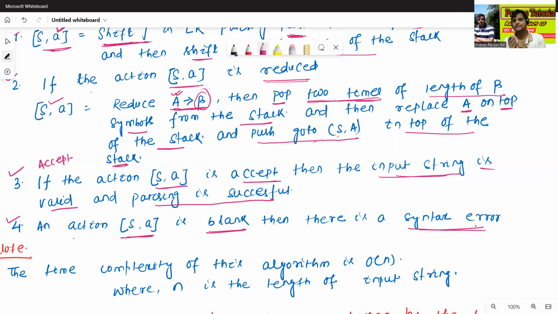First one is a shift action. Second one is called a reduce action. Third action is called as accept action. Fourth action is called as error action. Based on these 4 actions, we'll check whether the input string is valid or not using the LR parsing algorithm. So now we'll see one suitable example. We'll try to understand these 4 actions and the LR parsing algorithm using this given example.